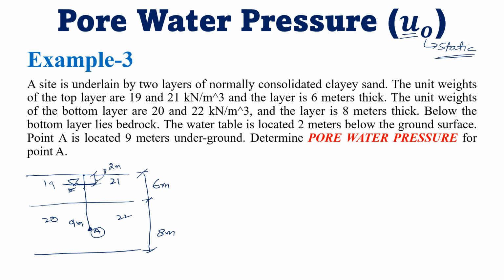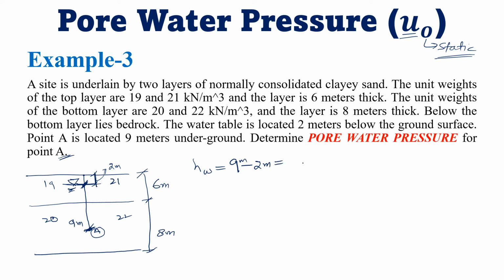We can see that water is acting on A from this point to this point. So we will simply calculate the height of the water table from this point of interest. Here the point of interest is A. For the pore water pressure for point A, we will see the depth of the water table above A. What is the total depth of A? We will write it as HW. The total depth is 9 meters from the topsoil, and the water table is at 2 meters.